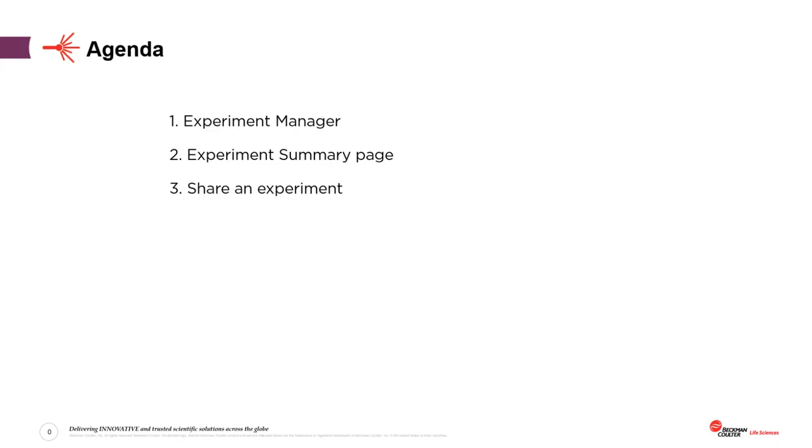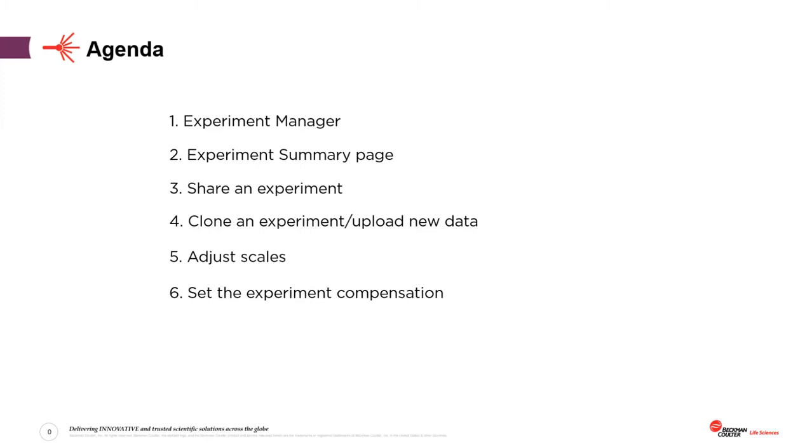I want to briefly walk you through the experiment manager to show which information we can find in the experiment summary page, how simple it is to share your data inside Cytobank, and then I'll also show how to clone an existing experiment or to upload data to a new one. We will also start to curate our data, setting up scales, and learning how to create a compensation matrix in the Cytobank platform.